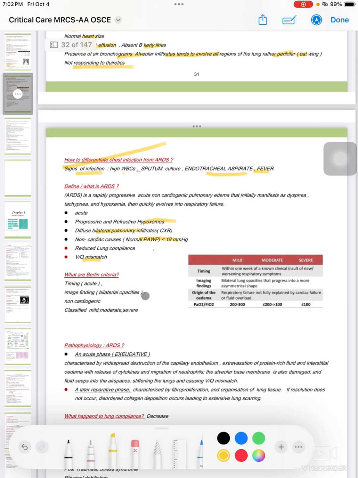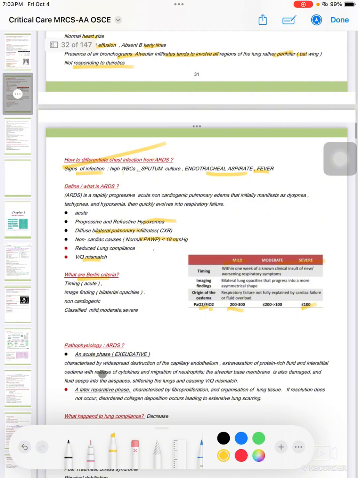Next, what are the Berlin criteria? Though it is not so important, it is classified into three types: mild, moderate and severe. In case of mild, the ratio of partial pressure of oxygen to fraction of inspired oxygen is 200 to 300, in case of moderate it is less than 200, and in case of severe the ratio is less than 100.